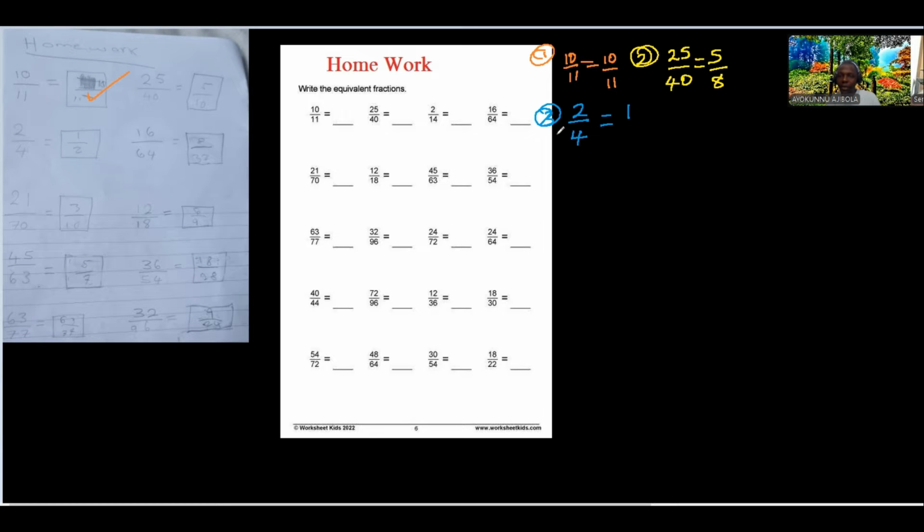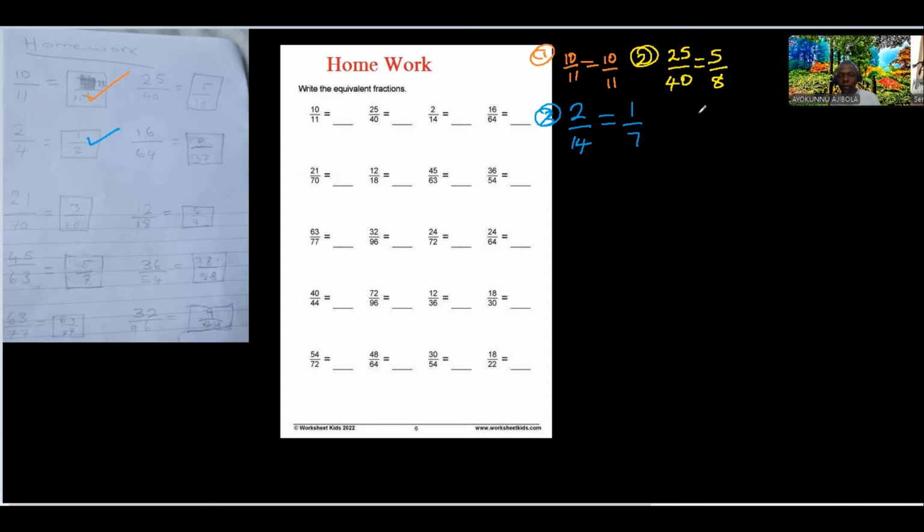Oh, wait a minute. Where did you say 2 over 4? Check the question. What did the question say? That's what my mom wrote. Oh, that's a mistake. Is that clear? I'm going to give it to you because you're right by saying 2 over 4 is 1 over 2. But then the real question is 2 over 14 from the question here. And that'll be 1 over 7. If you divide 2 by 2, you have 1. Divide 14 by 2, you have 7.